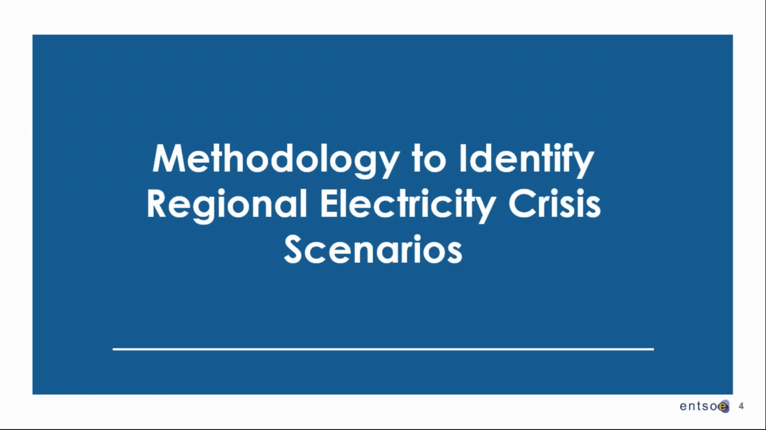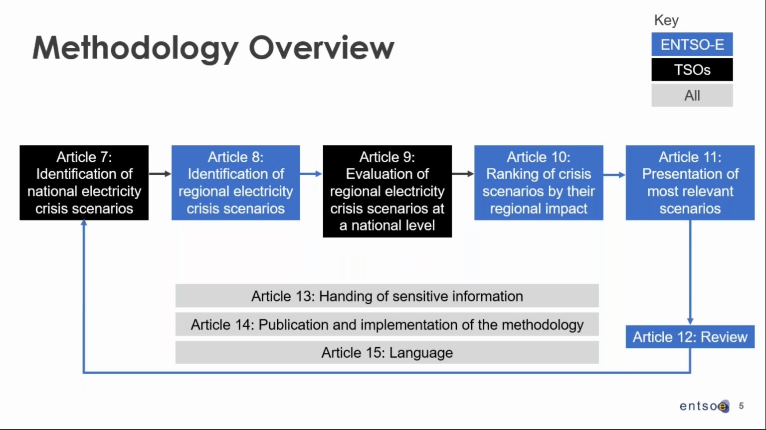So I'll talk through this methodology, and then Alban will talk about the short-term and seasonal adequacy methodology. Next slide, please. Okay, so this slide demonstrates an overview of the methodology. It's a step-by-step process, and if you click through the slide, it will number each of the top steps. So Article 7, and I'll describe those step-by-steps during the course of this presentation.